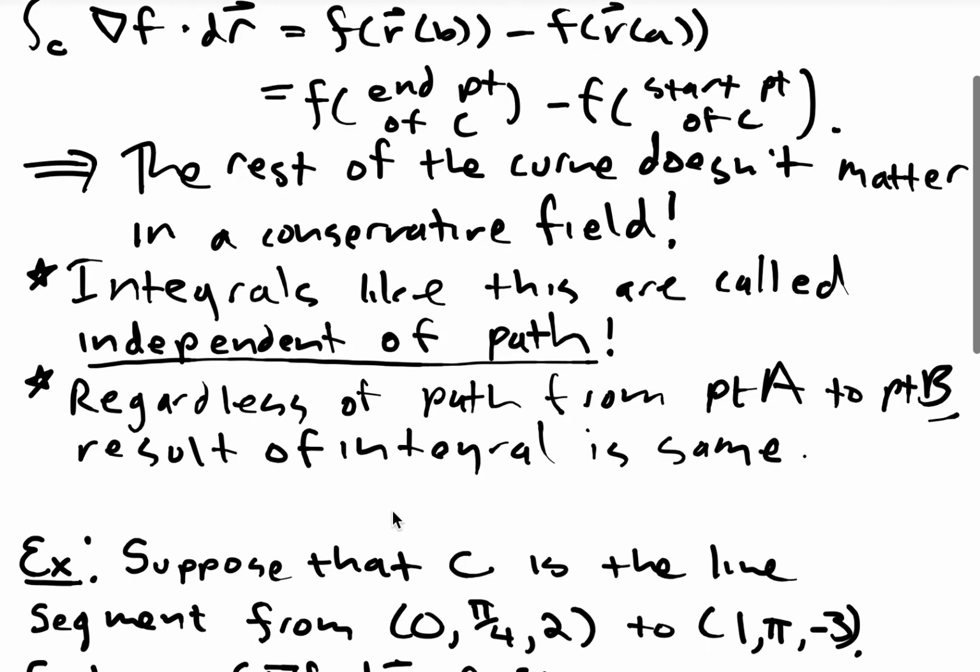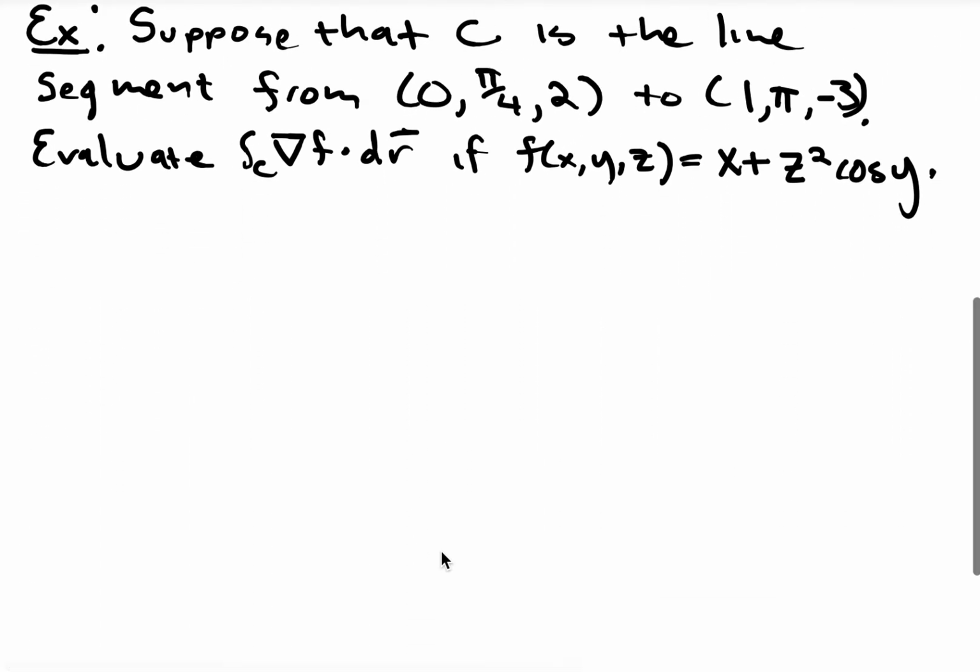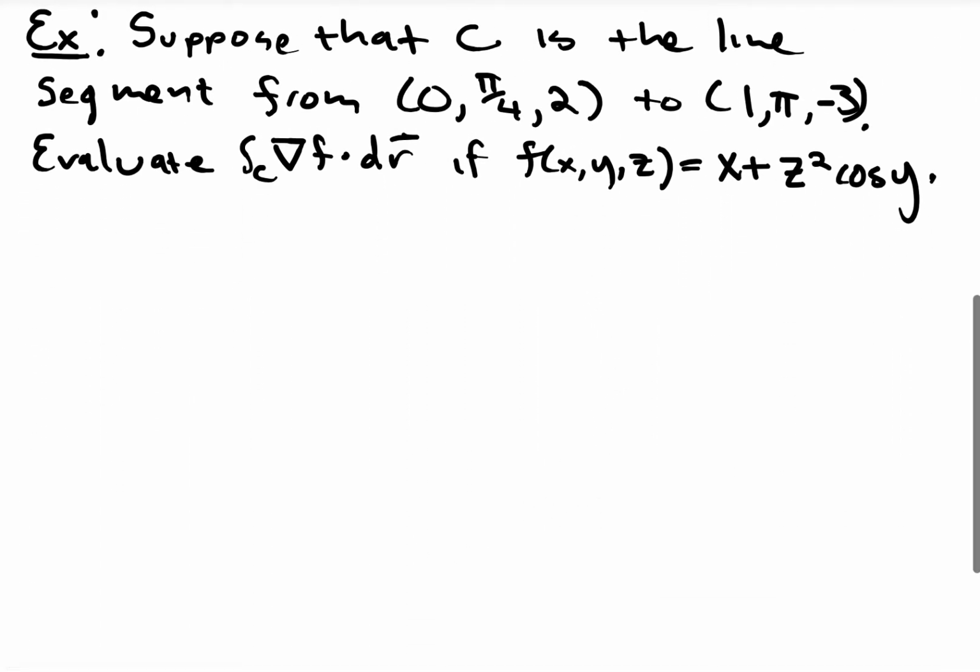So an example here: suppose that my C is this line segment going from (0, pi over 4, 2) to (1, pi, minus 3). I could sit here and parameterize this thing. If you want to pick some sort of a parameterization for this, you could, or we can be a little bit sneaky about this.